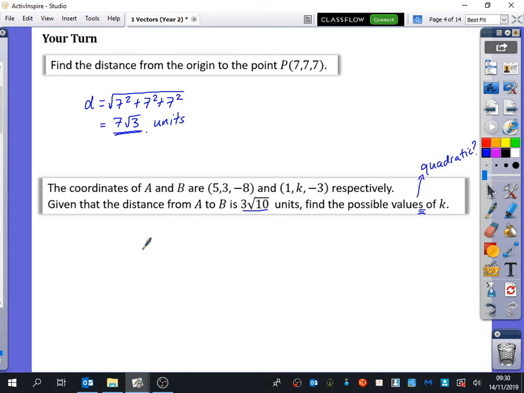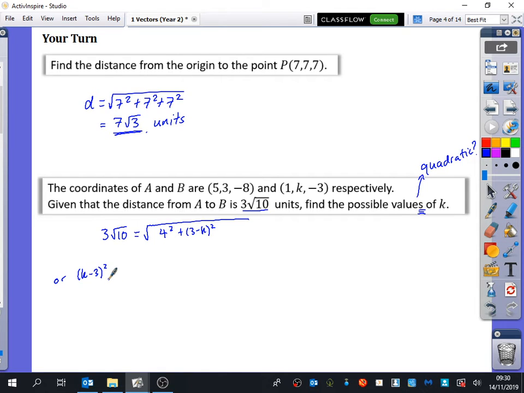So we know that the distance between them, 3 root 10, is the same as the difference between the x-coordinates, which is 5 and 1, so the difference between them is 4 squared. Then we've got the difference between 3 and k. What should I do as the difference between 3 and k? Okay, I could do 3 minus k squared, or I could have done k minus 3 squared. Because actually when you square 3 minus k, you will get 9 minus 6k plus k squared. And when you square k minus 3, you will get k squared minus 6k plus 9. You get the same thing, but just the other way around.